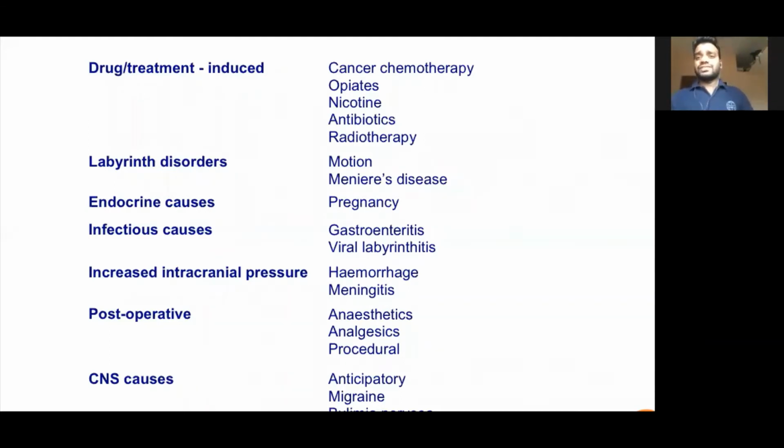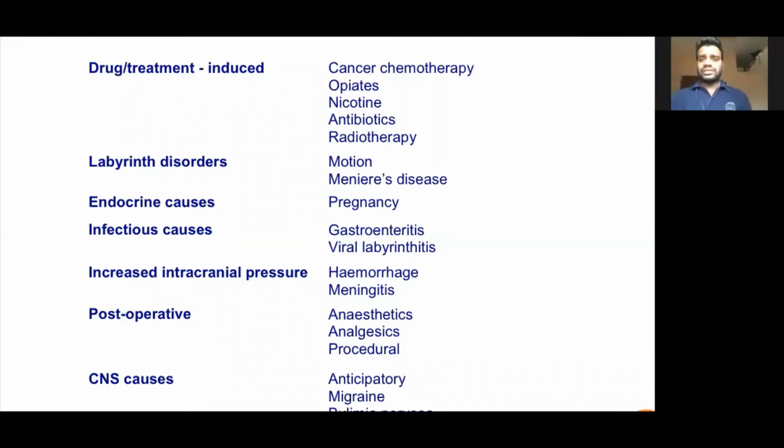Some of the infectious causes, of course, gastroenteritis, whose hallmark symptoms are nausea and vomiting. Similarly, viral labyrinthitis. Labyrinth is the organ of the inner ear. There, the inflammation happens because of viral infection, and that can cause nausea and vomiting. Then we have something called increased ICP, intracranial pressure. That can be because of meningitis or hemorrhage in the brain, maybe subarachnoid hemorrhage or any kind of hemorrhage. Even that can cause vomiting sensation.